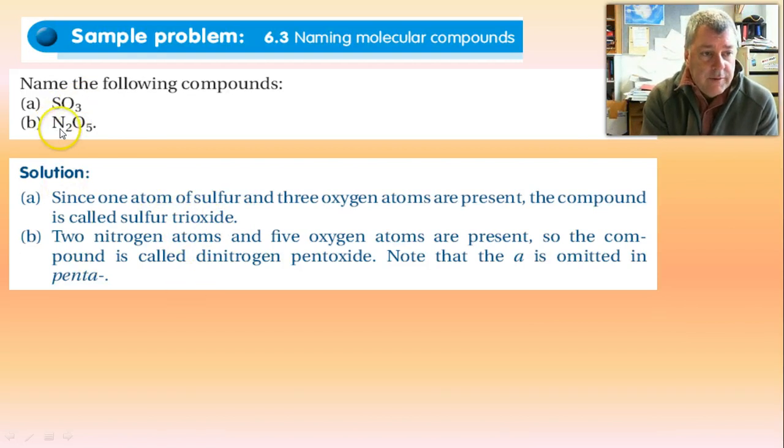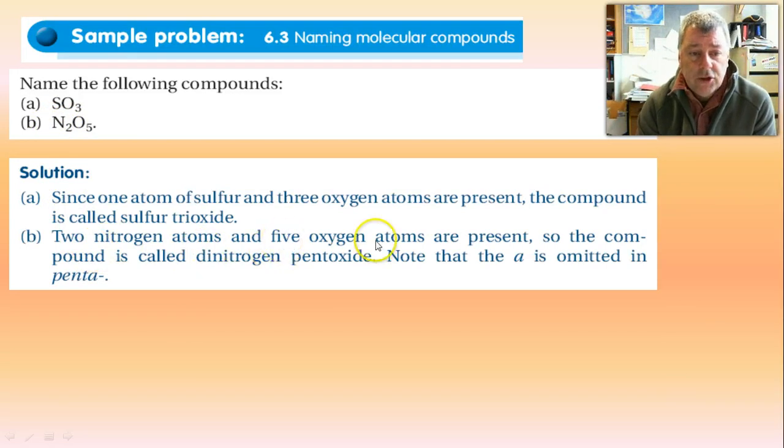Next one is we've got nitrogen and oxygen, but we've got 2 nitrogens and 5 oxygens. So in this case it becomes dinitrogen pentoxide. And there's a case of dropping the O as well. And so the di there is very important. And looking at that name, you should be able to construct the formula from the name. And that's how you can tell if you've got it right or not.